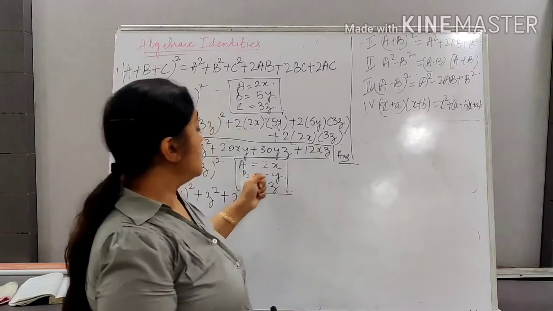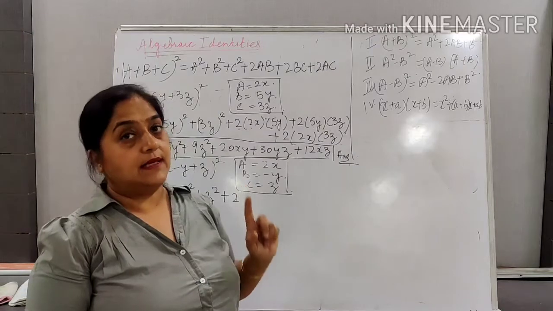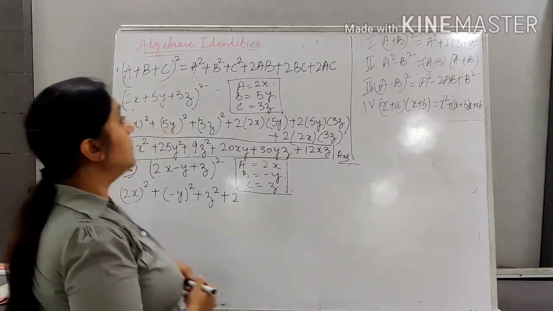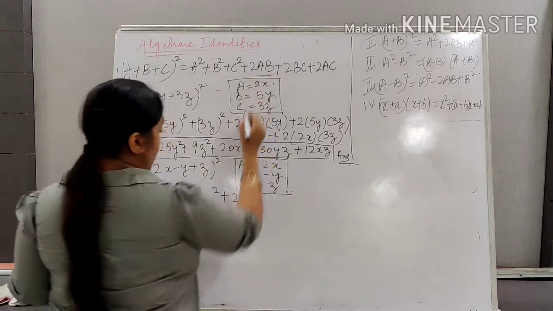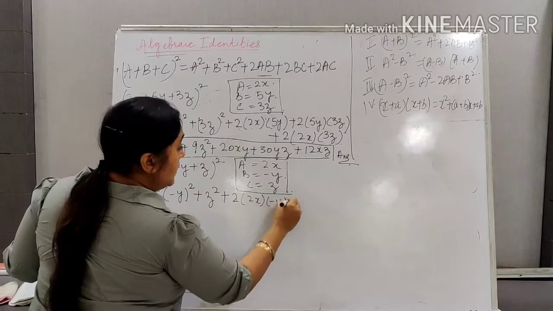Now since my b is negative in this case, listen to me very carefully. My b is negative. So wherever you get b, that term will be negative. So that means 2ab. 2ab means it is 2 into 2x into minus y. 2bc.